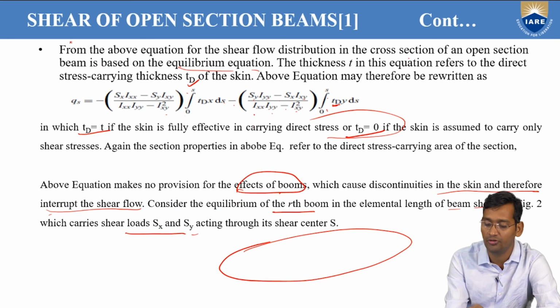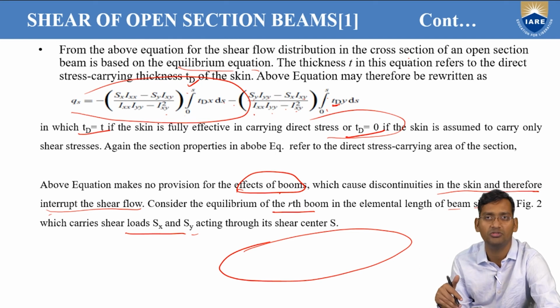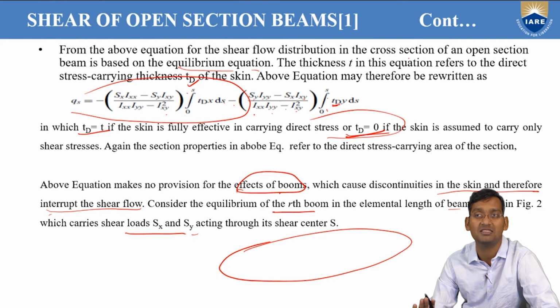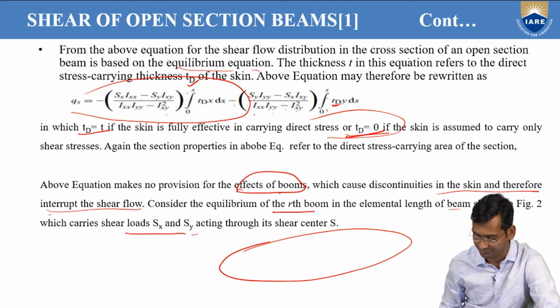Okay, so now for this open one, whatever the Qs is there, that T, instead of T, just write in terms of TD. So when TD equals T, means the total surface is effective, means fully effective skin is there. And if TD equals 0, means that is carrying only the shear stress. So those two things you have to remember. If TD is 0, skin is not carrying any direct stress, only the shear stress, and TD equals T means it's fully effective.